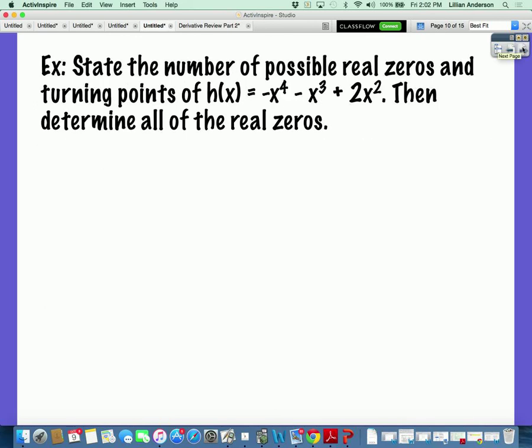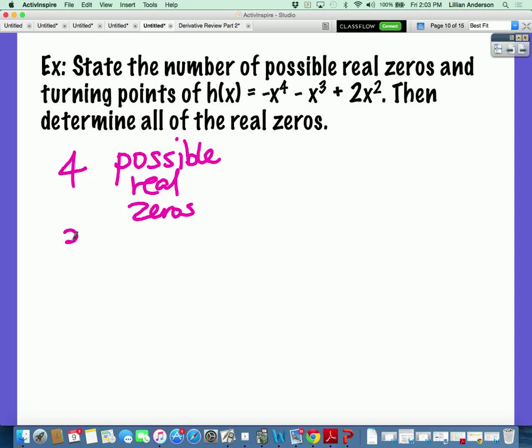So let's go here. State the number of possible zeros and turning points. We should be able to do this, right? You've got 30 seconds. How many possible zeros will I have? 4. I'll have 4 possible real zeros. How many turning points? 3. And how'd you figure that out again? And what is n? 4 is the largest degree, okay?